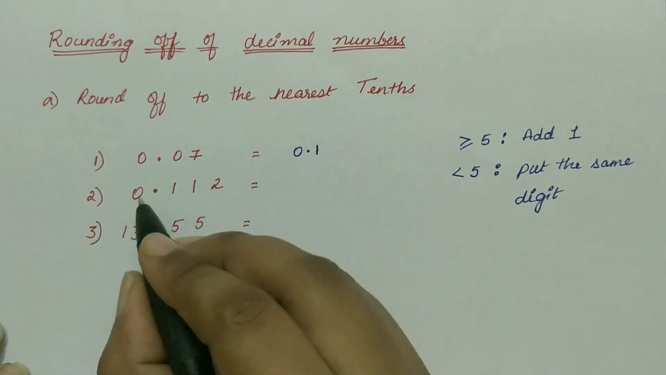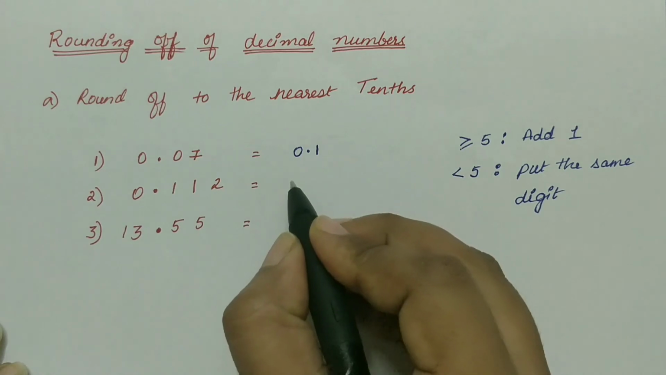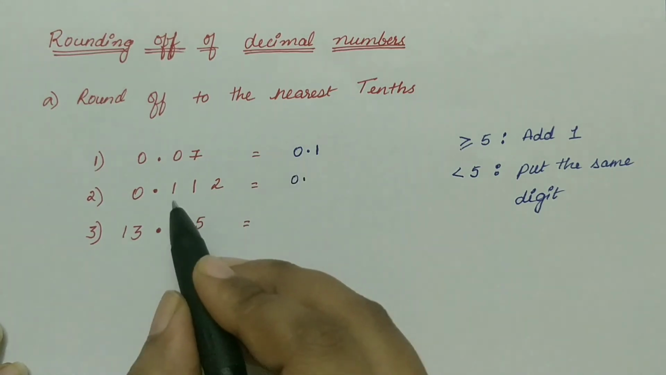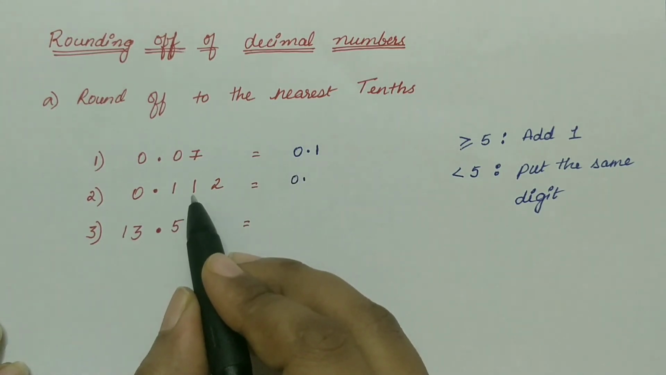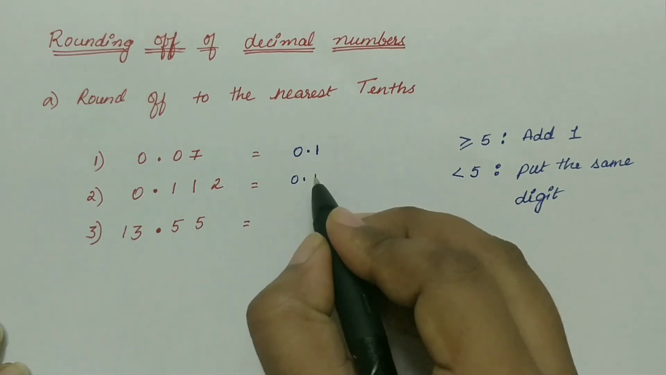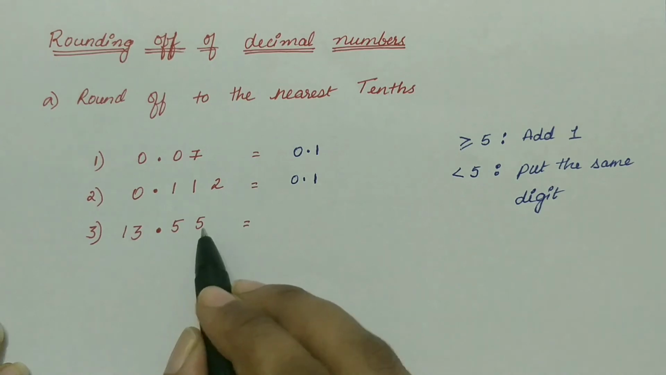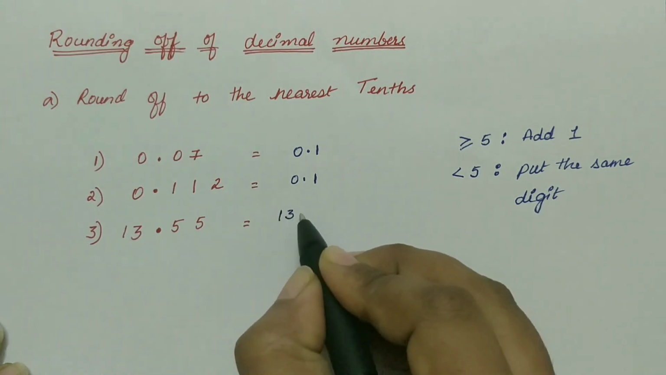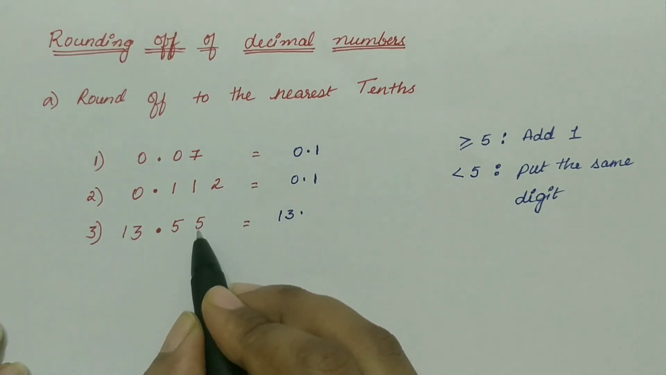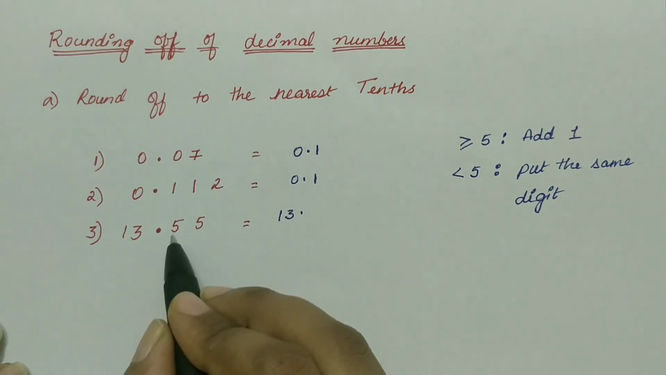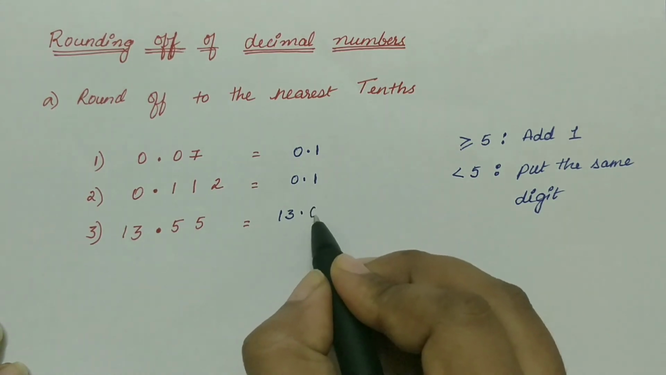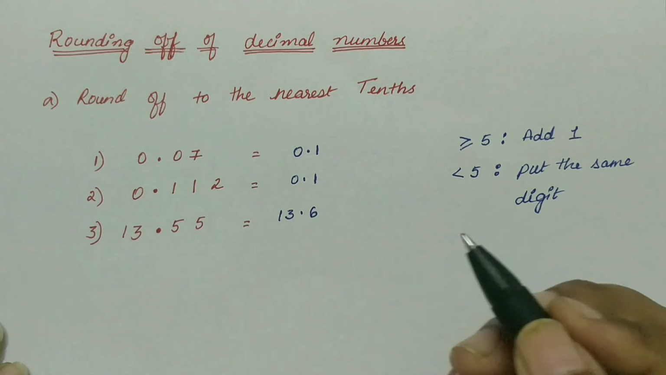Next one, 0.112. 0. Before writing, check it. It is less than 5, so put the same number. 13.55. 13.5, the next digit is equal to 5. So add 1. It is equal to 6. 13.6.